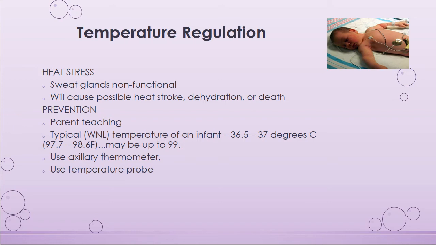In the hospital setting, we will let our babies stay 98 to 99. If they fall below 98, we're probably going to put another blanket on them. If they get above 99, we're going to take a blanket off. We're going to check their temperature under the arm. We're going to use a temperature probe as well.